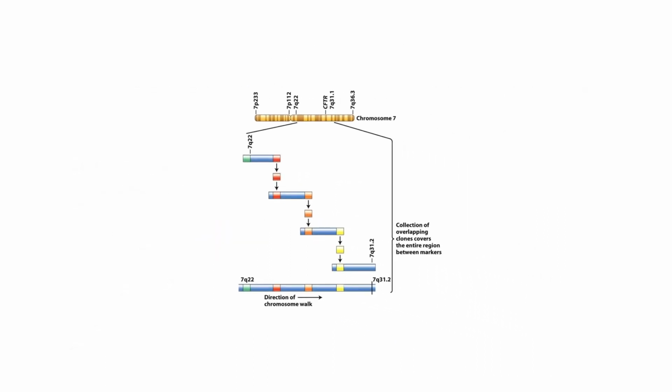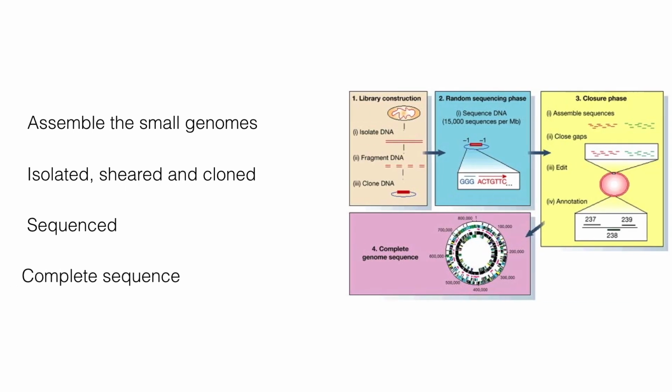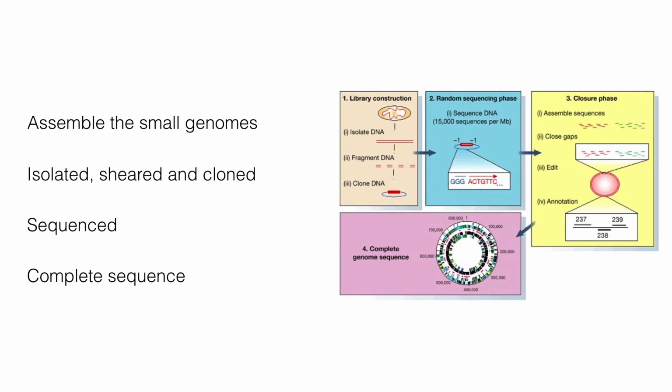In principle, the chromosome walk can be used to assemble small genomes as well. First, the DNA is isolated, sheared, and cloned. Then the clones are sequenced, and finally, the clones are assembled into a complete sequence using the overlapping parts between the clones. The problem with the larger genomes in the 1980s and 90s was that it was perceived to be too computationally extensive to find overlaps between the sequencing clones.